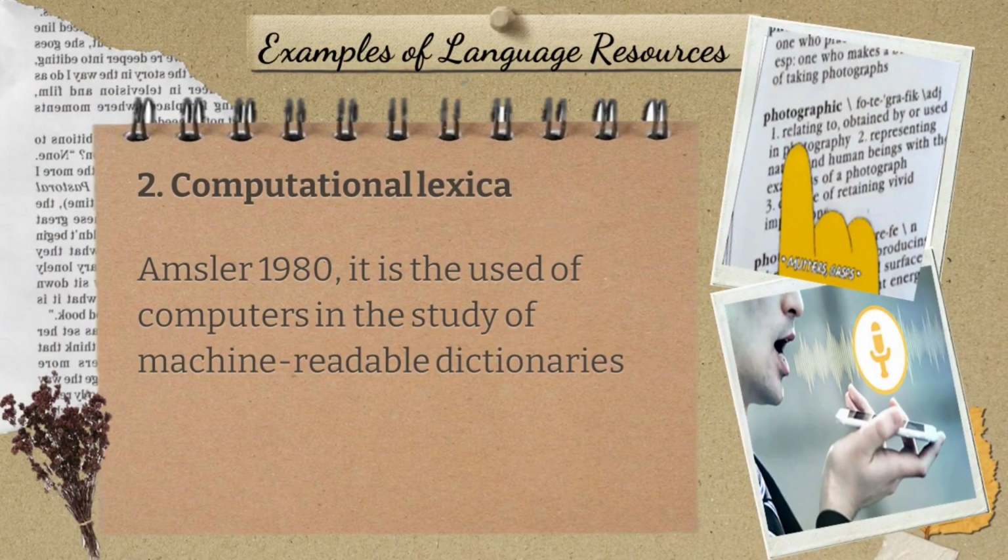Another example of a language resource is computational lexica. According to Amsler in 1980, this is the use of computers in the study of machine-readable dictionaries. Dictionaries are made for people who already understand much of the language, while computational lexica are made for machines that do not understand anything of the language.